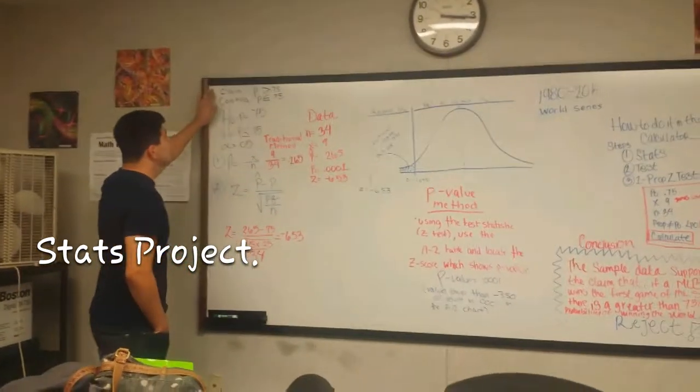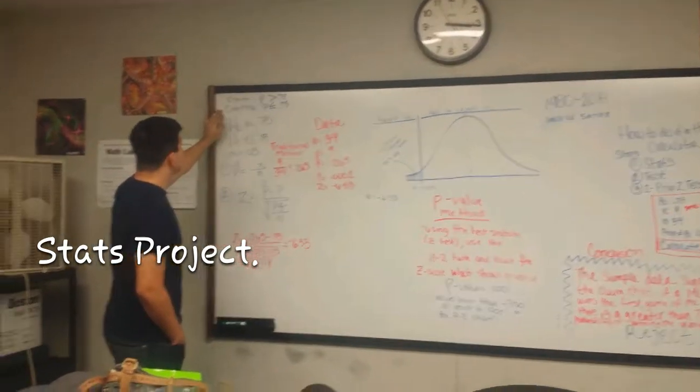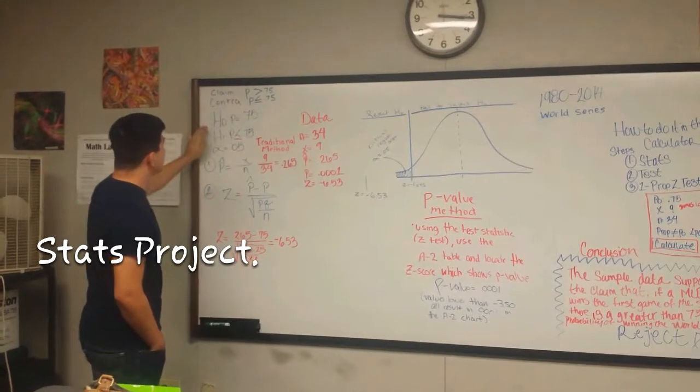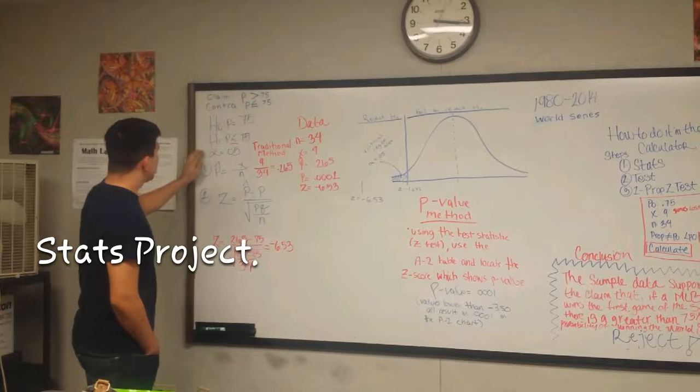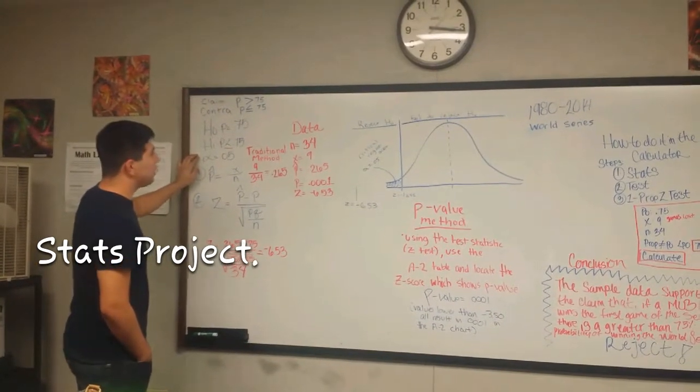Okay, so our claim is p is greater than 0.75. Our contra is p is less than or equal to 0.75. Our null hypothesis is p is equal to 0.75. And our alternative hypothesis is p is less than or equal to 0.75.